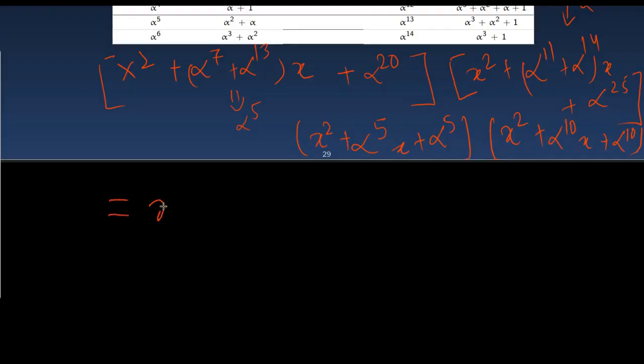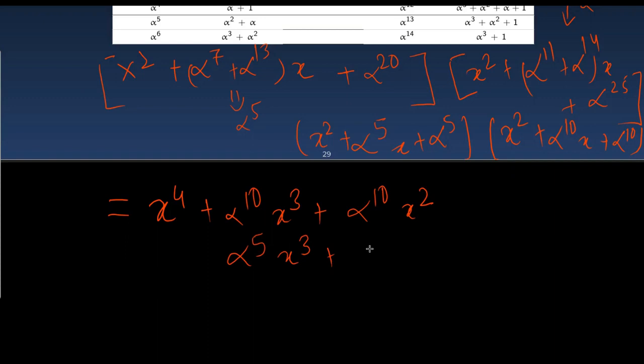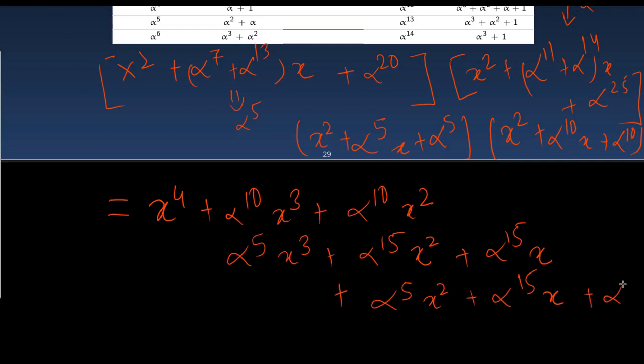So this will be equal to x^4 plus alpha^10 x^3 plus alpha^10 x^2. In the second line, when I multiply alpha^5 x with the second polynomial, I will get alpha^5 x^3 plus alpha^15 x^2 plus alpha^15 x. And in the third line, it will result in alpha^5 x^2 plus alpha^15 x plus alpha^15.